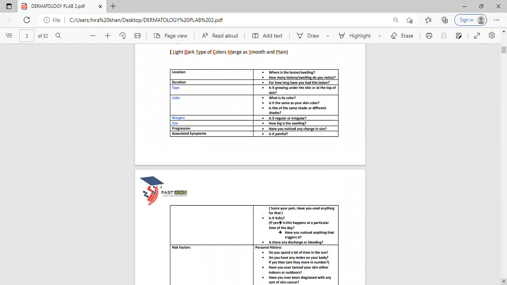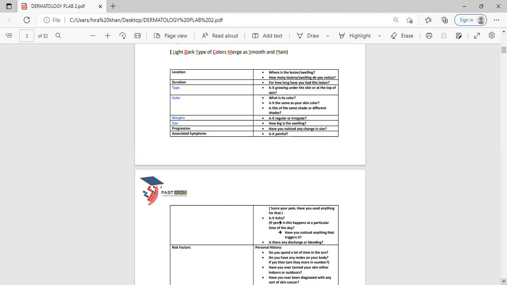Okay, and you have to ask these questions as well, because by asking just these questions covered in this mnemonic, like light, dark type of colors, merge smooth and plain, which depicts location, duration, type, color, margin, size, progression, associated symptoms, you will exclude all your differentials here. Because as you know, for every kind of lesion, or you can say every kind of rash, the different DDs that come around a particular lesion or rash, all these points are actually the pillar points, you can say, to differentiate between different kinds of rashes. Okay, so that's why you should know these.